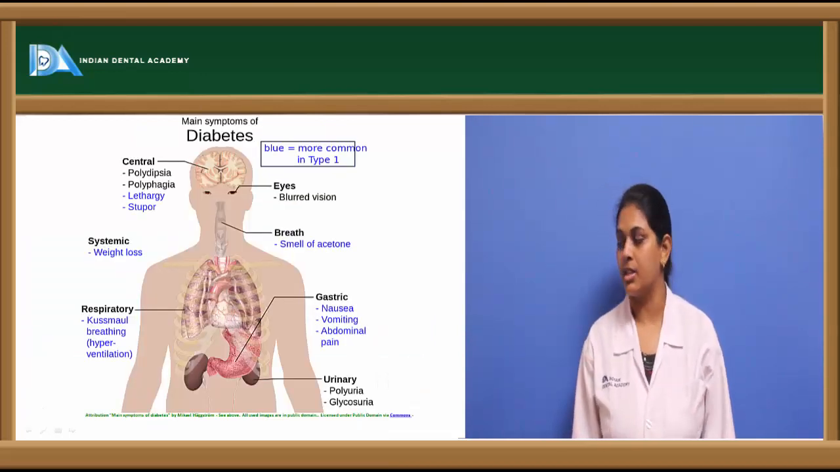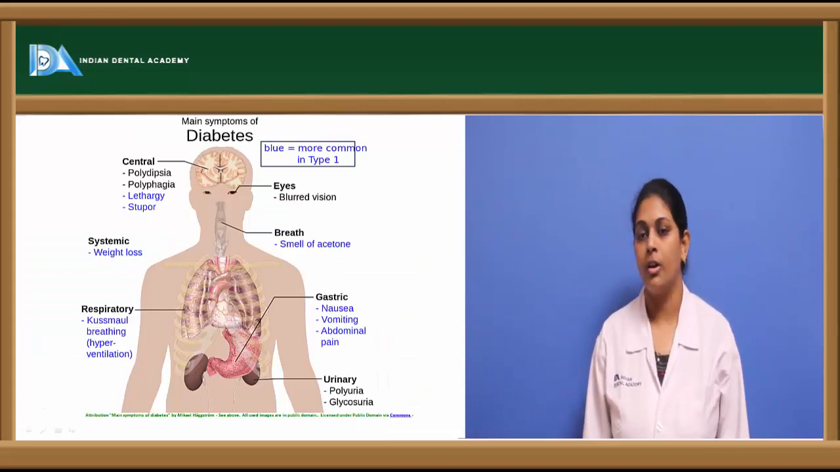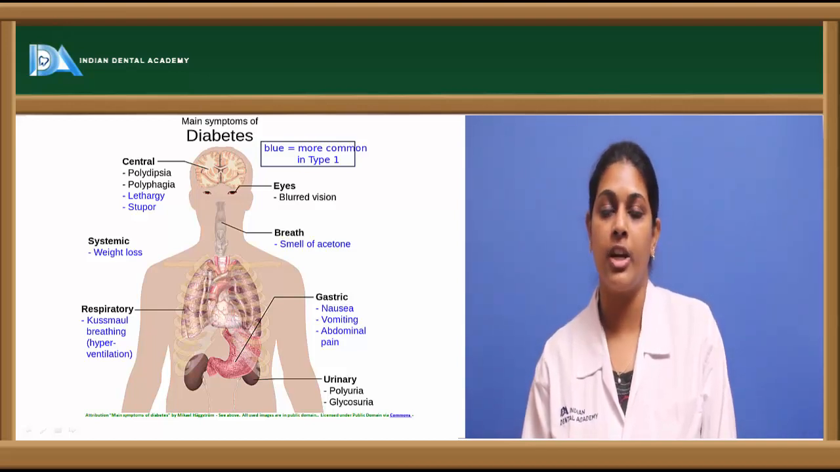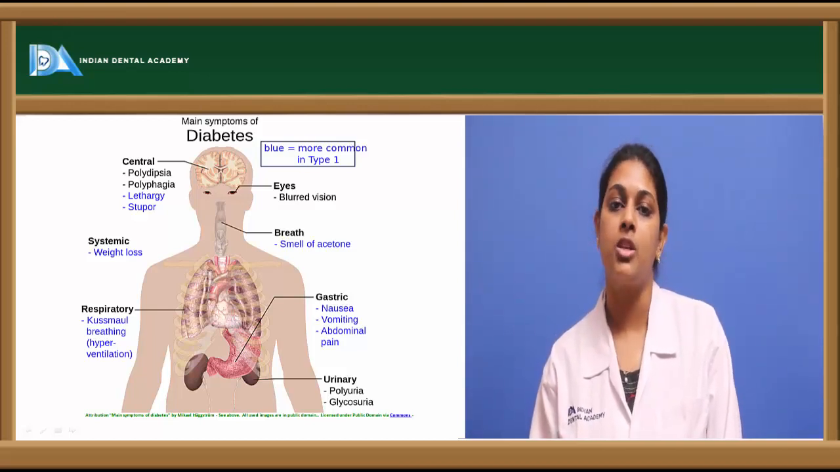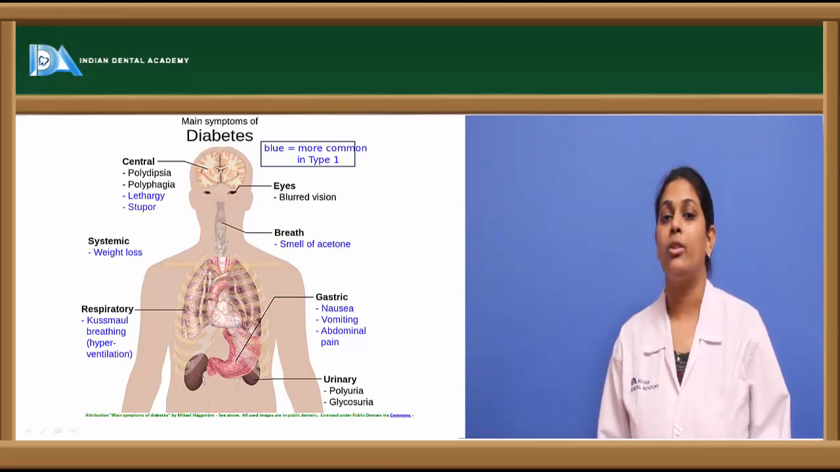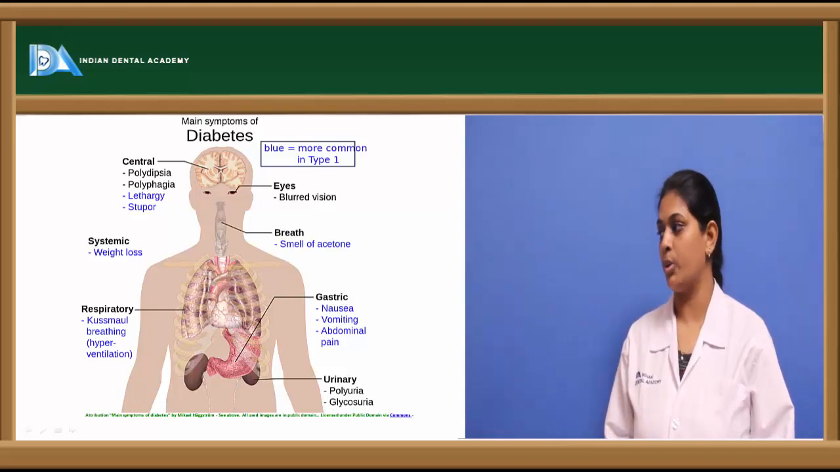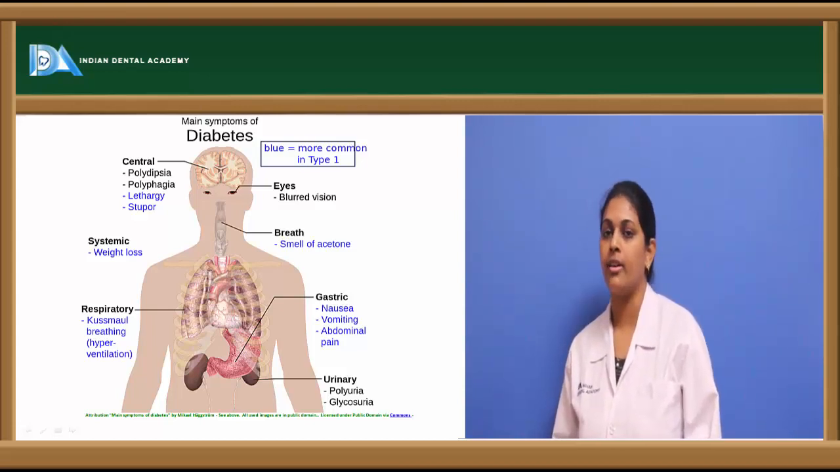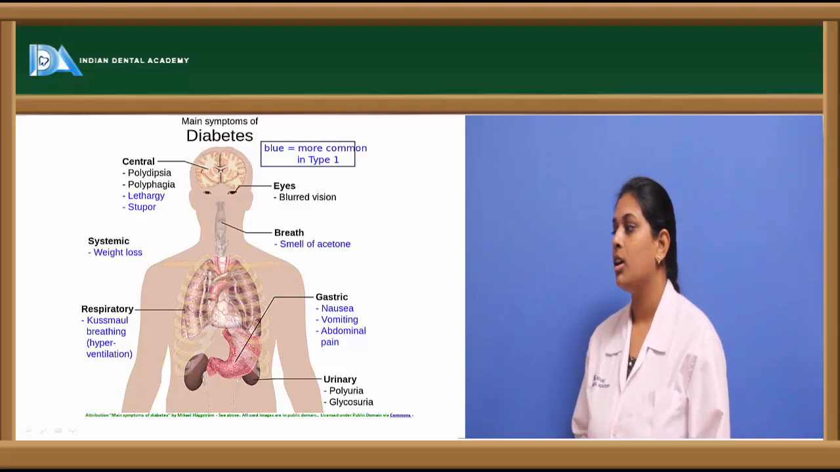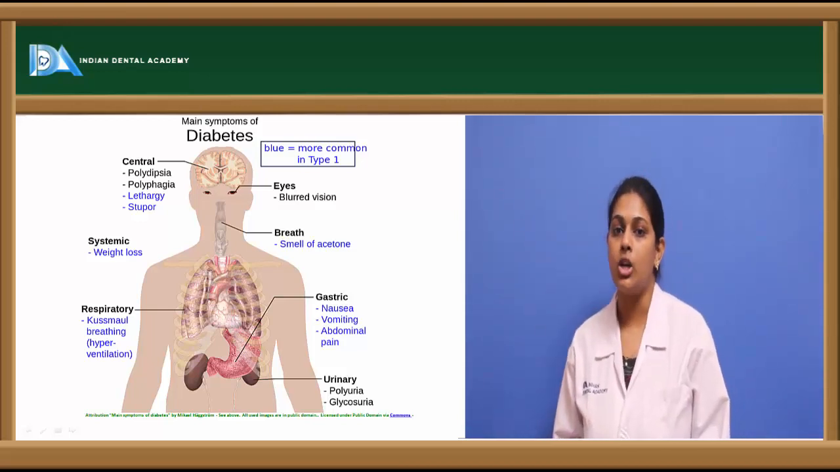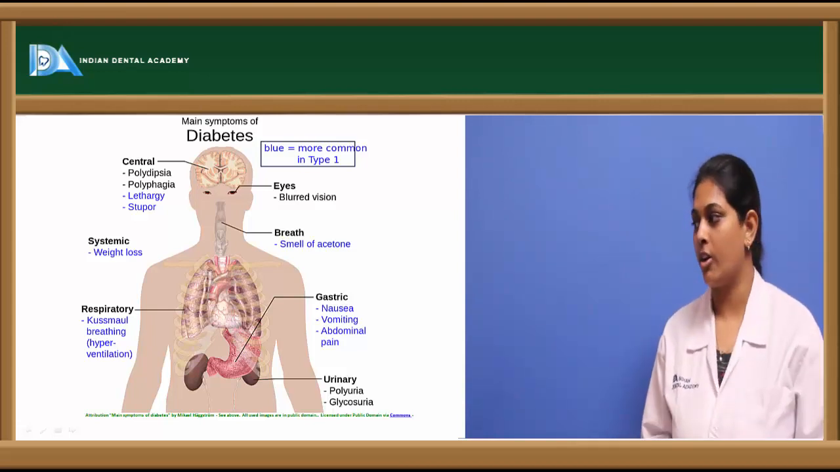So coming to the main symptoms, diabetes mellitus is usually accompanied with polydipsia, increased thirst, polyphagia, increased hunger, and polyuria, increased urinary excretion, which are the major symptoms seen in a patient with diabetes. Other than that, centrally, in the nervous system, lethargy and stupor are more common, where lethargy is weakness because of the loss of energy, and stupor is the alteration in the mental and physical activity of the patient.